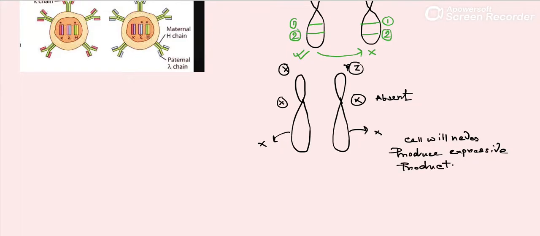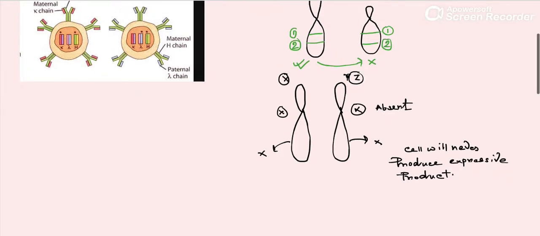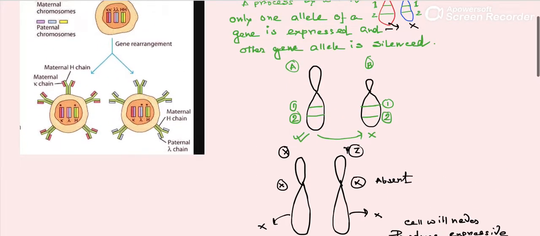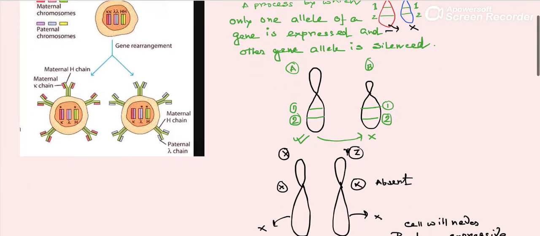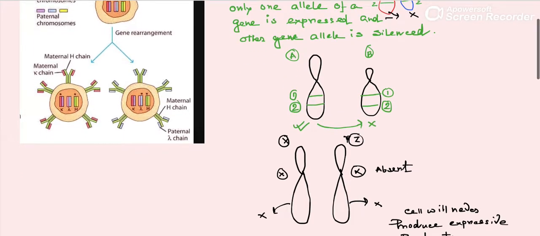It may happen sometimes, but as I have already told, in allelic exclusion one of the genes is properly expressed and the expression of that gene will stop the expression of the other gene. And I am telling a term: it is a process by which only one allele of the gene is expressed, and it occurs by proper rearrangement of the gene.